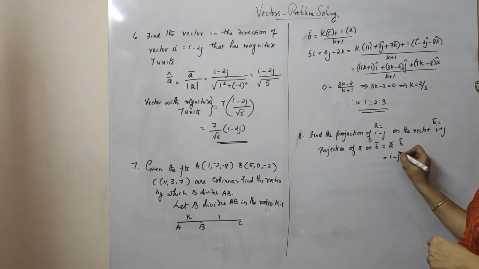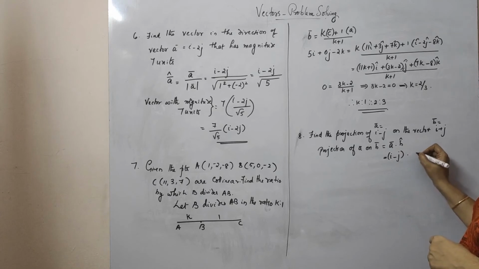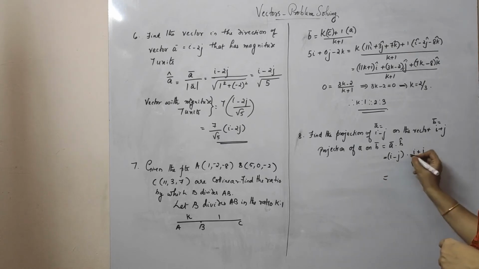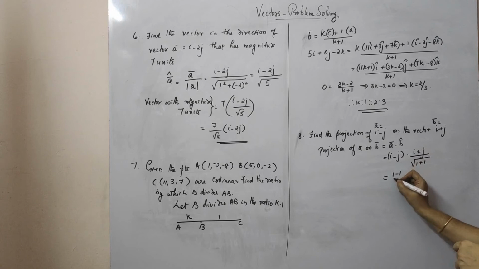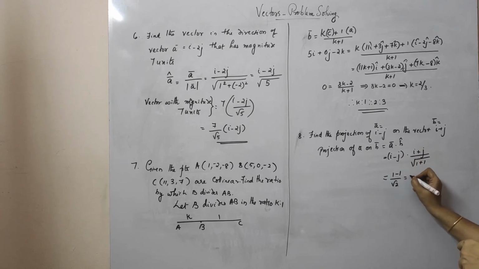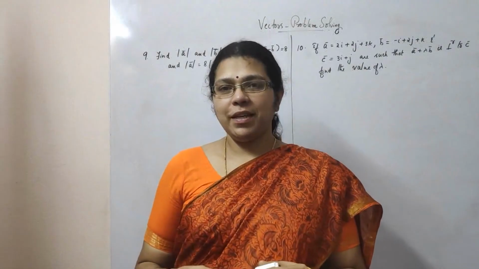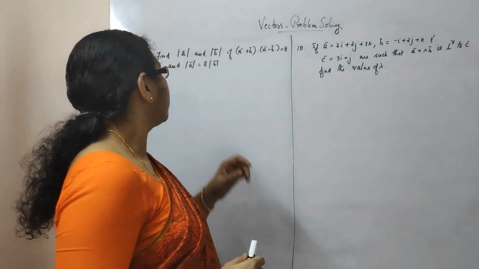Here vector A is i minus j dot B cap. B cap means what? It is the unit vector, i plus j by root of 1 square plus 1 square, that is root 2. Now the dot product gives you 1 minus 1 by root 2, which is equal to 0. So the projection of vector A on vector B is 0 according to the formula. Now we come to the next question, that is the 9th question.